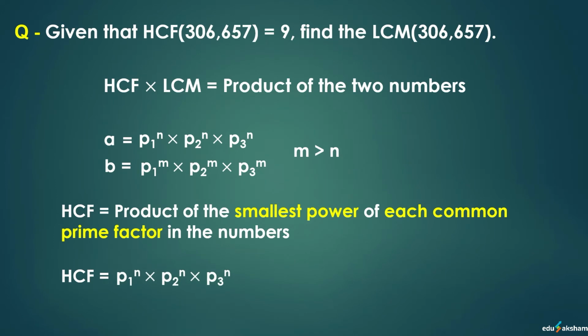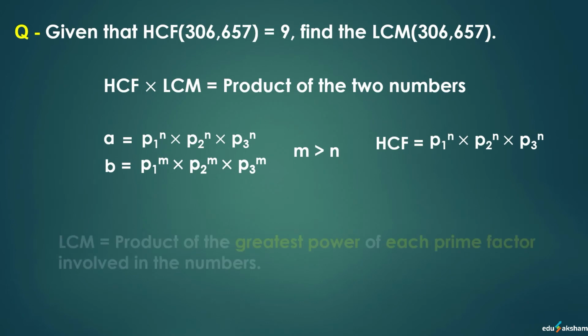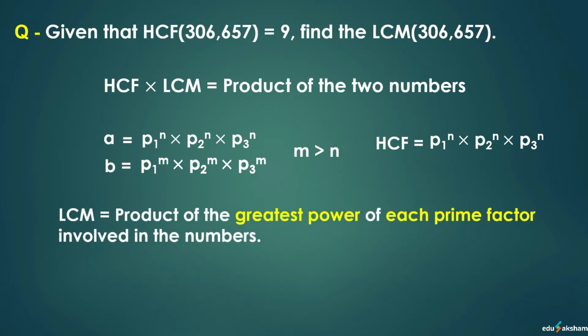So we get our HCF as p1 to the power n into p2 to the power n into p3 to the power n. Moving on to the LCM, it is the product of the greatest power of each prime factor involved in the numbers. The prime factors involved in both the numbers are p1, p2 and p3. Since m is greater than n, the greatest powers of the prime factors are p1 to the power m, p2 to the power m and p3 to the power m. So, taking their product, we can write the LCM as p1 to the power m into p2 to the power m into p3 to the power m.